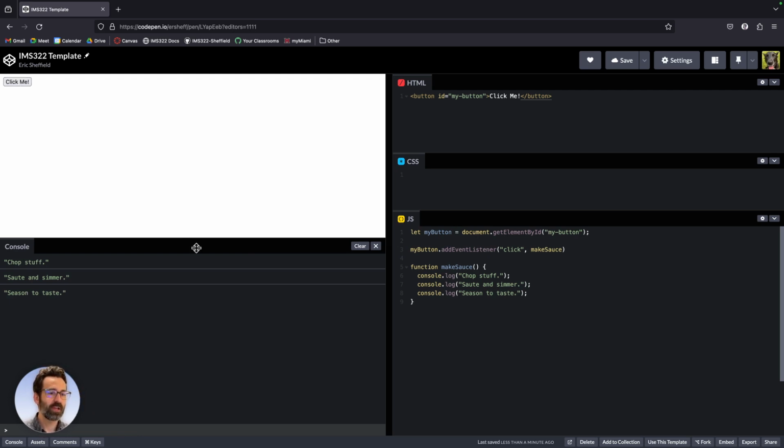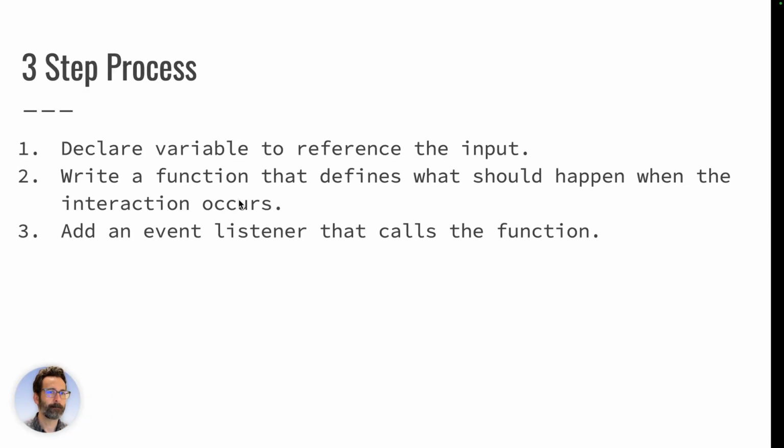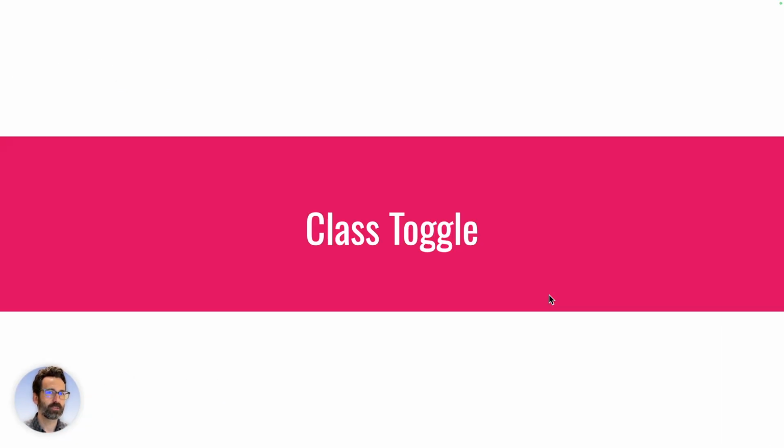Let's go a step further here. I want to talk about this thing called class toggling. I think a lot of the interactive stuff that you're going to do in your projects can be accomplished with class toggling. To me, it's a very, I don't want to say organized, it's a utilitarian way, let's say, to change the visual state of things.